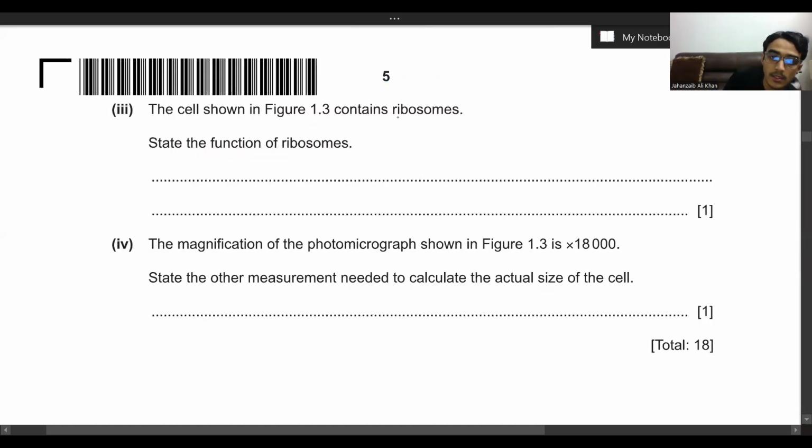The cell contains ribosomes. State the function of ribosomes. You can simply say translation, or the assembly of amino acids, or you can just say it makes proteins. So let's keep it simple. Ribosomes make proteins, or translation. Translation of mRNA.